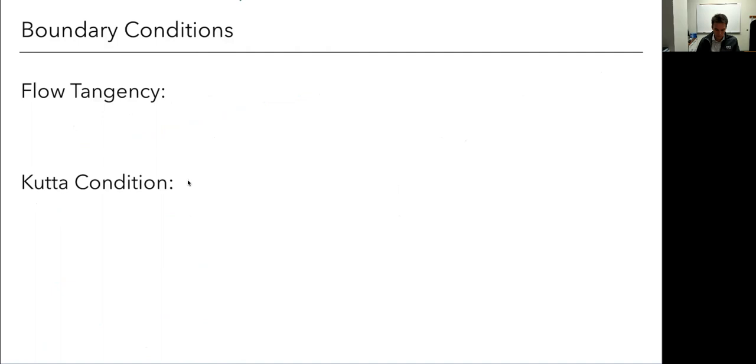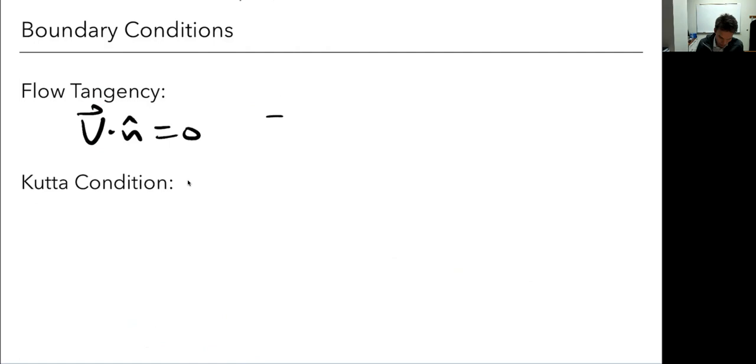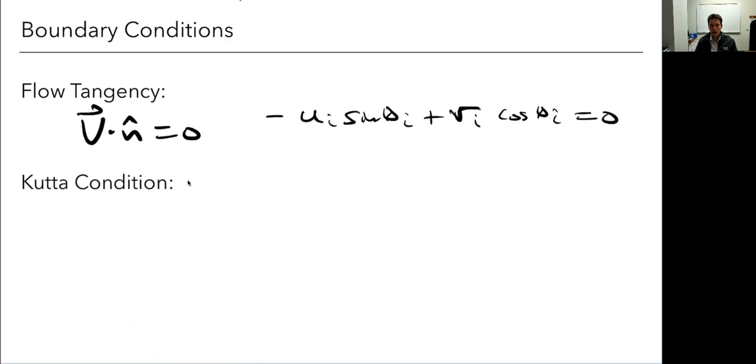Flow tangency, we could derive a number of ways. Easy way is to say that the normal velocity needs to be zero, or we could do what we did with thin airfoil theory last time and say the local slope of the geometry dy/dx, which in this case is the tangent of theta, would have to be equal to v over u. But let's do the flow tangency in this form, since we just derived what the vector n hat is, and we know our velocity vector is u x hat plus v y hat. So that's just a simple dot product to take, right? u times minus sine theta plus v times cosine theta has to equal zero. So that's minus u_i sine theta_i plus v_i cosine theta_i equals zero. So that's something we have to just enforce on all i panels.